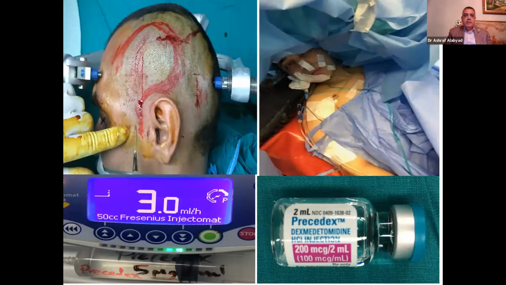For the asleep approach, we use Precedex infusion. In addition to circumferential scalp incision and local infiltration of the skin flap itself, the patient should lie in a comfortable position in the Mayfield. Better to be in the lateral decubitus, just to guard against aspiration if he vomits. And the surgical drape should not cover the patient's head.